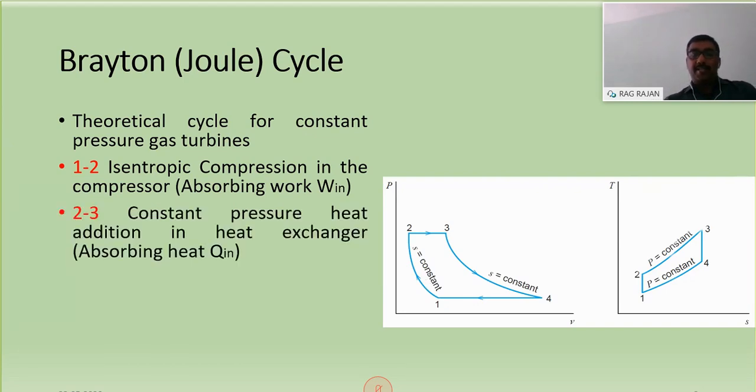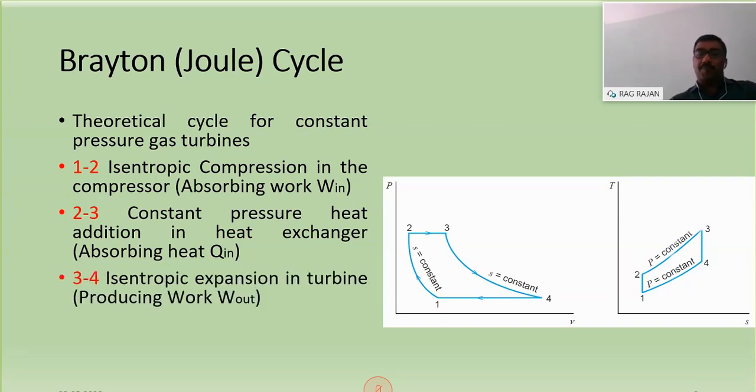The next one, 2 to 3, is a constant pressure heat addition. Here you can see that 2 to 3 is a constant pressure process. Along the constant pressure process, there is heat addition. So it is absorbing Q in amount of heat. Normally, what is the quantity Q in? Q in will be the CV, calorific value of the fuel, multiplied by the quantity of fuel. You can consider that much heat is supplied to this particular system. That is what happens in 2 to 3.